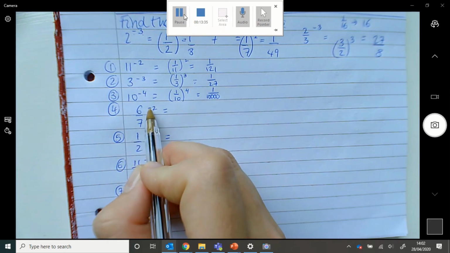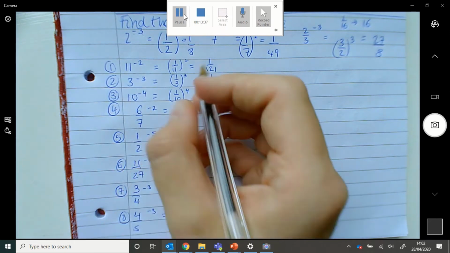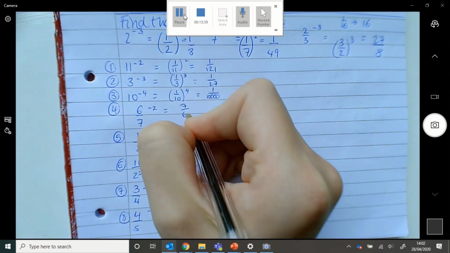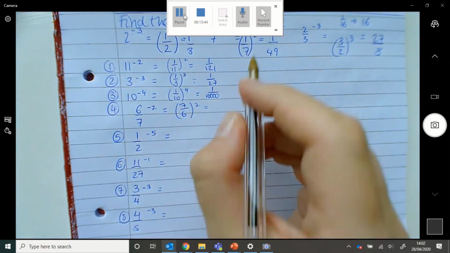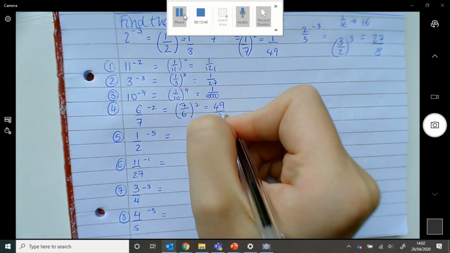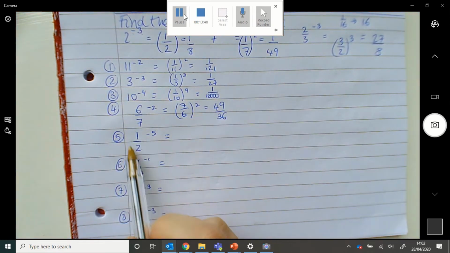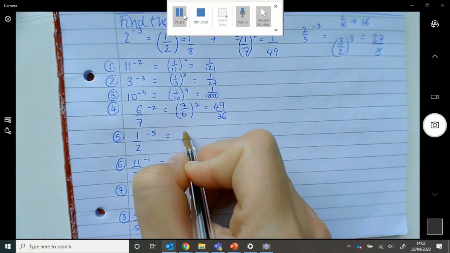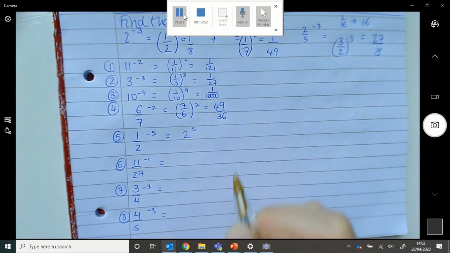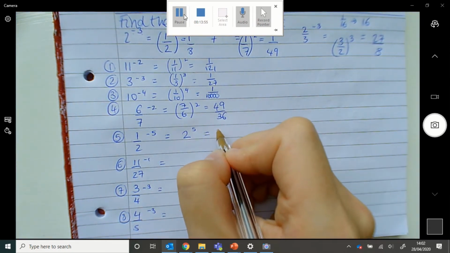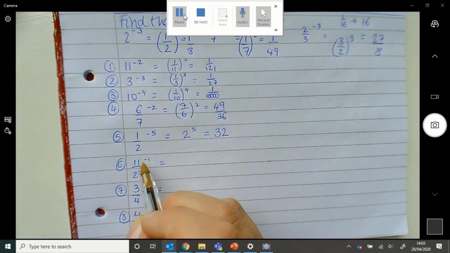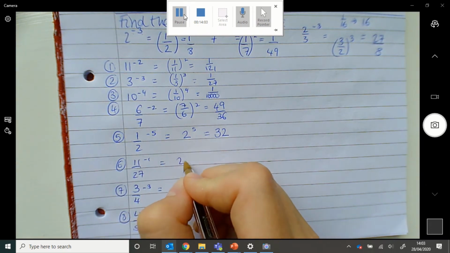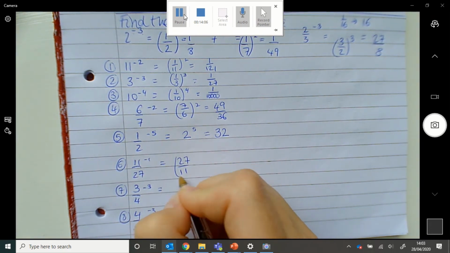This one is a fraction, so when I find the negative power, I find the reciprocal. 7 over 6. I've still got the squared there, so I still need to square the 7 and square the 6. 49 over 36. 1/2, the reciprocal of 1/2 is 2. I've still got that power of 5, so I need to do 2 to the power of 5, which is 32. Next one down, I've got 11 over 27 to the power of negative 1, so I do the negative power first, find the reciprocal, and then that's to the power of 1.